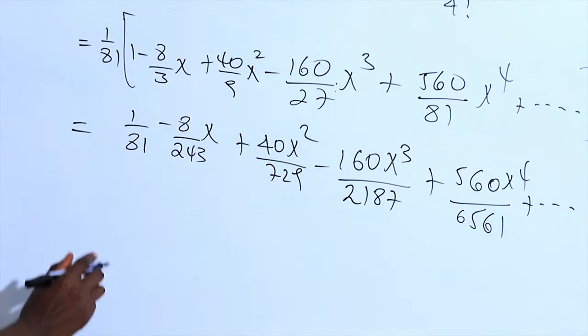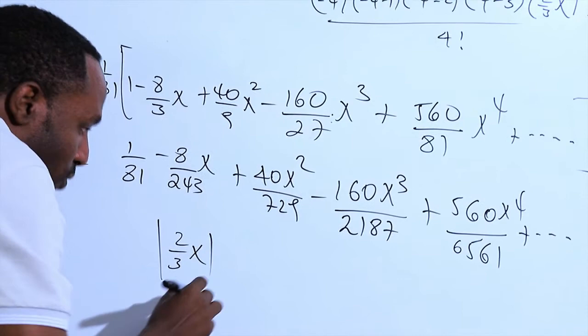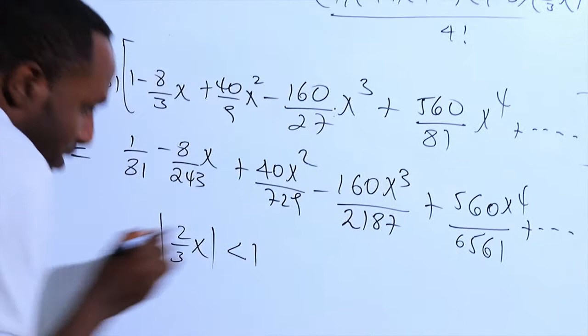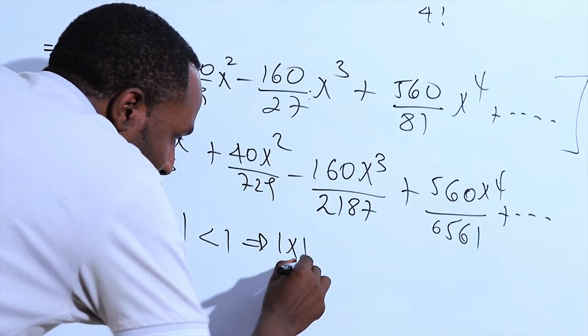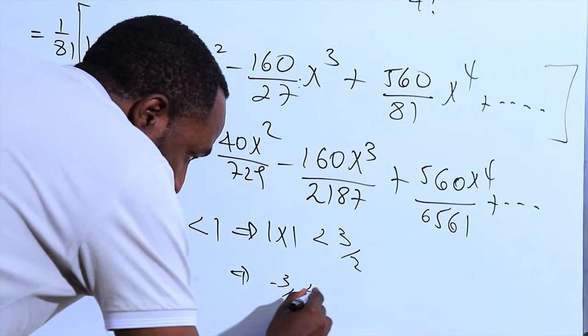Now we have to observe the radius of convergence. Here we have the form 2/3 x, where we replace x by 2/3 x, so all this should be less than one. From this expression we can say simply the absolute value of x should be less than 3/2. So the radius of convergence becomes simply -3/2 less than x, x less than 3/2.